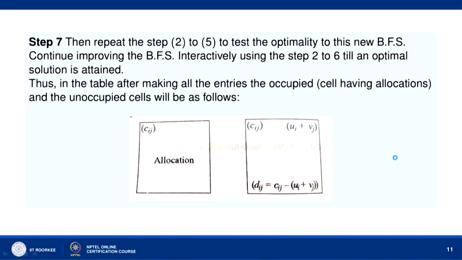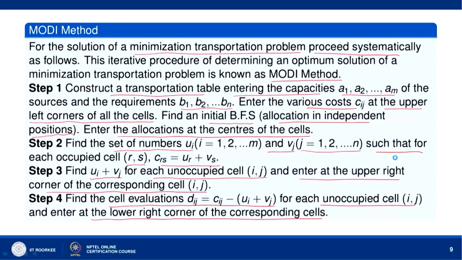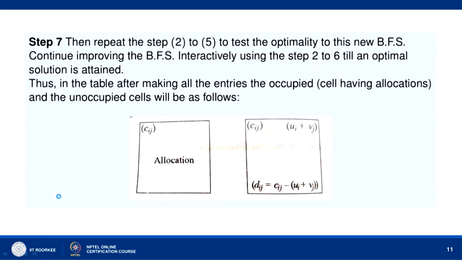Now, then we will repeat steps 2 to 5, that is, steps 2, 3, 4 and 5 will be repeated, and then we will again test the optimality, that is, we will again check the value of Dij. We will continue to improve this BFS using steps 2 to 6 till an optimal solution is attained. Thus, in the table after making all the entries, the occupied cells, that is cells having allocations, and the unoccupied cells will be as follows.